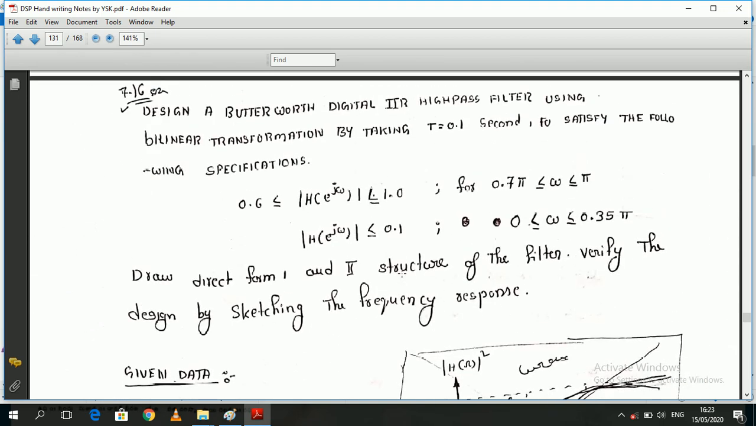Now, I am going to explain the Butterworth digital high pass filter using the bilinear transformation method by taking T equals 0.1 second, to satisfy the following specification. Draw the direct form 1 and 2 structure of the filter, and verify the design by sketching the frequency response. So here 0.6 to 1 is nothing but a magnitude, for a frequency of 0.75 pi to pi. This is digital frequency. You just observe it. And here 0 to 0.35 is a frequency.